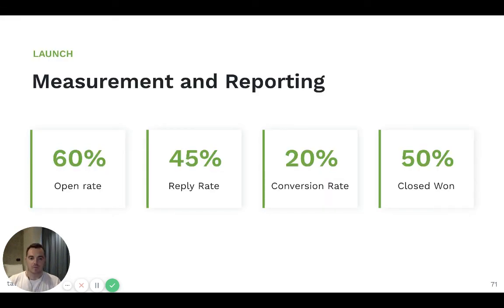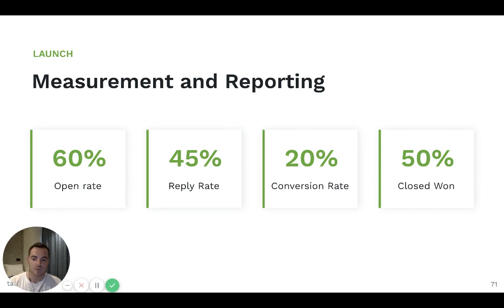When it comes to measurement and reporting, I'm often asked, what's the best reply rate, what's industry standard? And I have to admit, every industry is different. Every audience has a different maturity level when it comes to responding, especially to emails. What I would say is you're doing well if you're getting 60% open rates, your reply rates are 45%, your conversion rates are 20%, and you close-win 50%. You convert 50% of the meetings. That's if you've got your sales process down and you're targeting right.